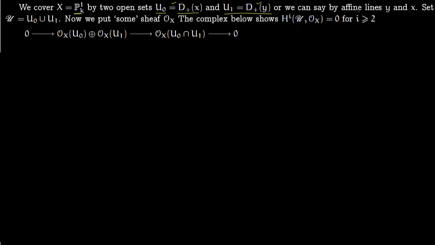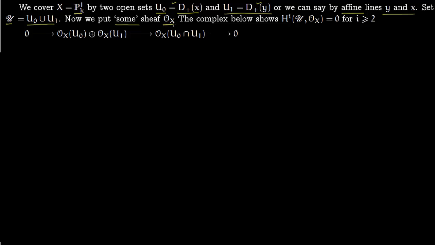Or you can simply say it is covered by affine lines, y and x. So this is the standard covering of the projective line. Now you have two sets, U0 and U1. So you set this calligraphic U as the union of U0 and U1. And now you put some sheaf on it.